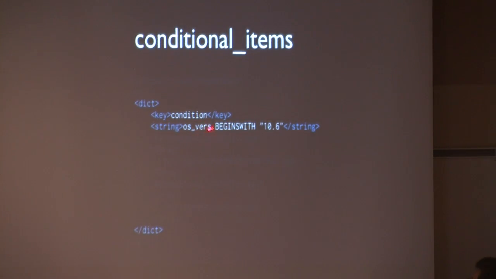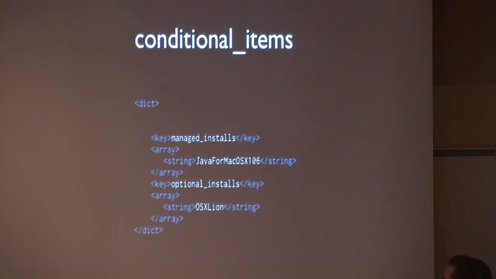So you have the condition, OS version begins with 10.6. So only machines that have an OS version that begins with 10.6 will even acknowledge this existence. It'll go through it, evaluate true or false, and if it is 10.6, it will continue on to do these things. So if it's 10.6, it gets Java for macOS 10.6. And then it also gets an optional install of Lion.